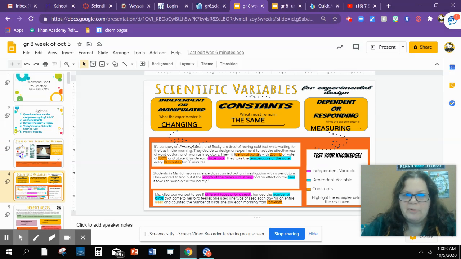Here we want to make sure we know our variables. The independent or manipulated variable is what the experimenter is changing on purpose. Constants are things that remain the same. And the dependent or responding variable is what the experimenter is measuring or collecting data on. Please pause your video at this time and check your 3 scenarios, seeing if you were correct in identifying the independent variable, the dependent variable, and what should remain constant.